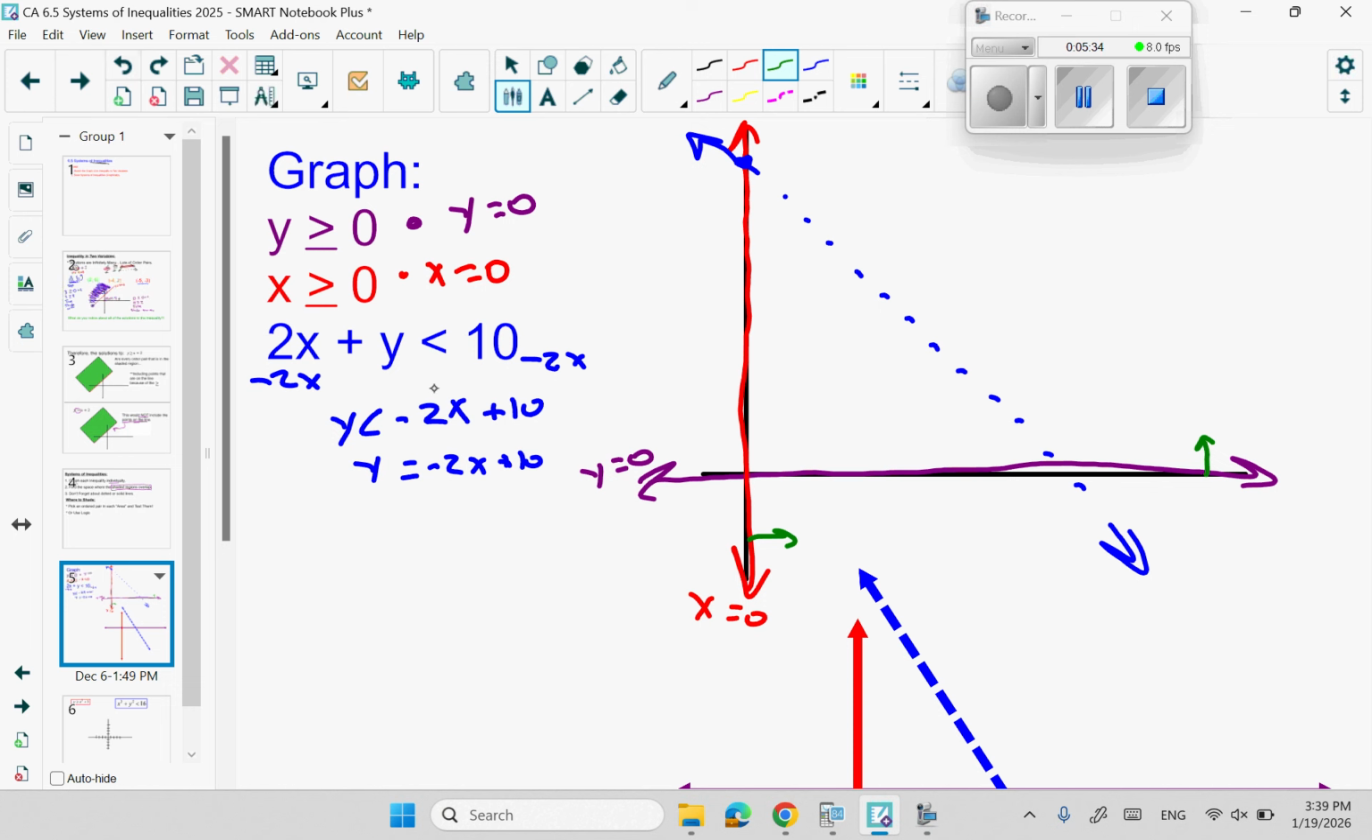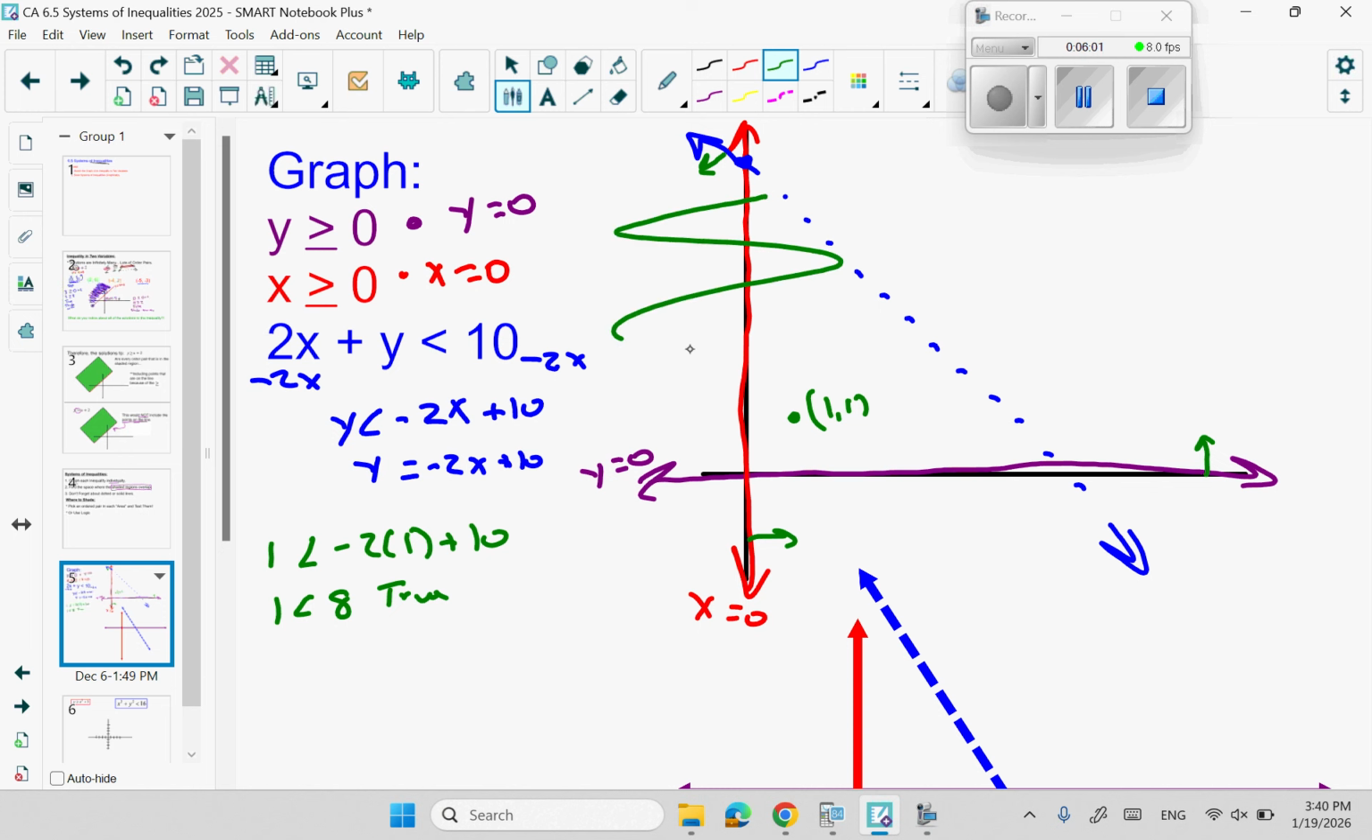Well, I could just pick some coordinate, so it's either above up here or below. So let's pick (1, 1) and test it. So 1 less than negative 2 times 1 plus 10. Negative 2 times 1 is negative 2, plus 10 is 8. 1 less than 8 is a true statement. So I would shade below it normally. Normally I would shade all of this stuff here.